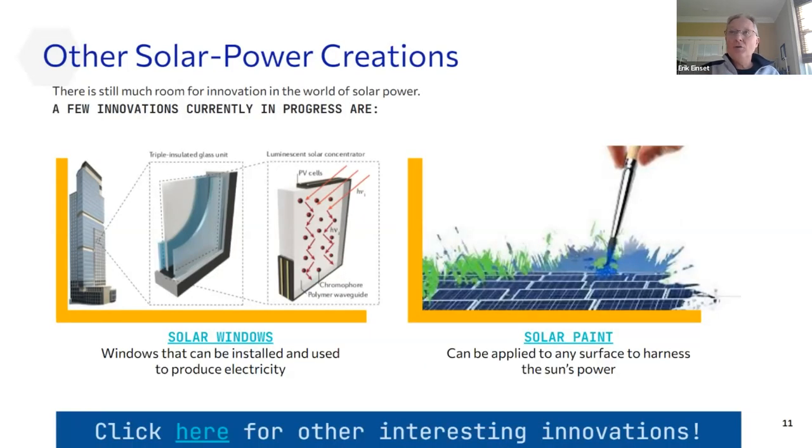A couple of other solar power creations are being developed. What if you could build a building that had windows in it, but those windows were actually solar panels so that you could get solar energy out of them? That is one of the ideas, where a building could produce the electricity it needed, or a large portion of it. This is a big materials science problem that people are working on.